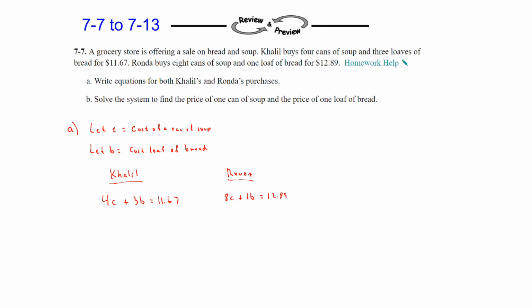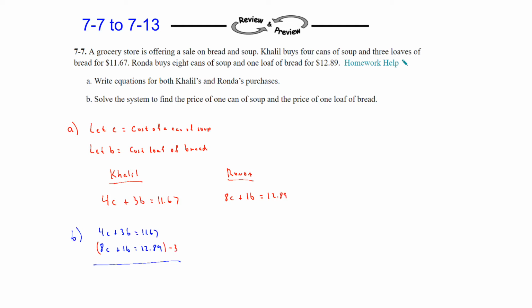That's part A. Part B is going to want us to solve the system to find the price of 1 can of soup and the price of 1 loaf of bread. So in terms of which method we want to use, either substitution or elimination would be fine on this one, because you do have a variable that you could solve for very easily, the b in the second equation in Rhonda's, because the coefficient is 1. But it is set up for elimination, where the variables are already on one side and the constants are on the right side. But to solve this, we are going to have to multiply at least one of the equations by a number.